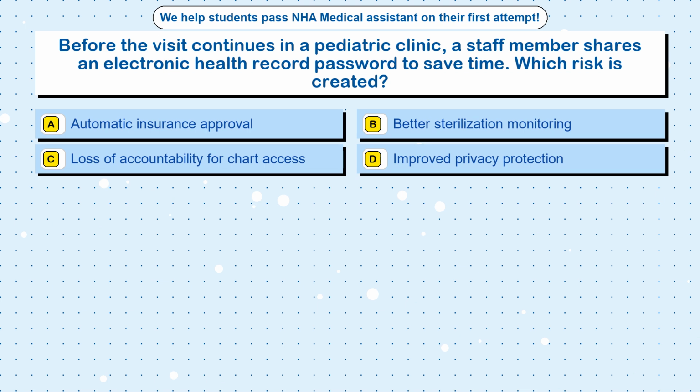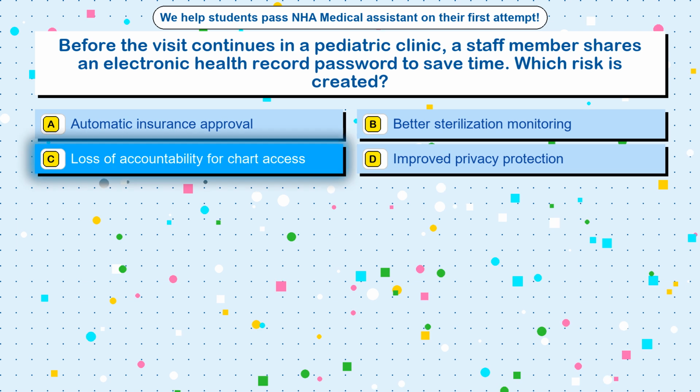Question 9. Before the visit continues in a pediatric clinic, a staff member shares an electronic health record password to save time. Which risk is created? Option A, automatic insurance approval. Option B, better sterilization monitoring. Option C, a loss of accountability for chart access. Option D, improved privacy protection.